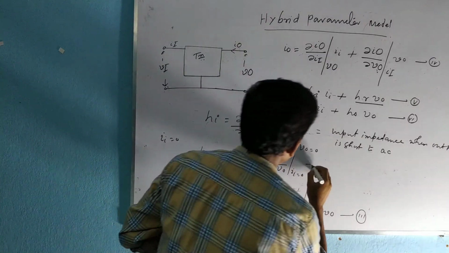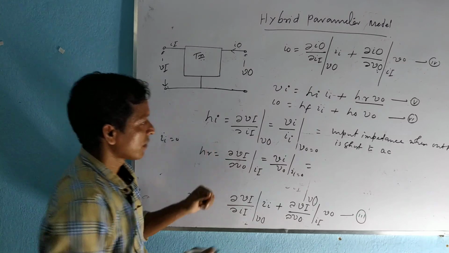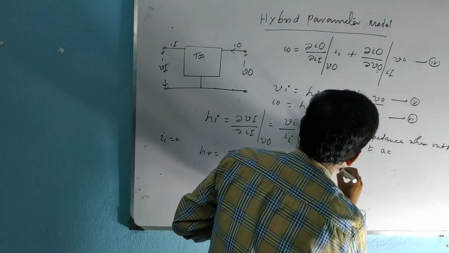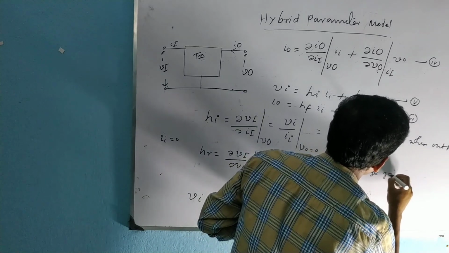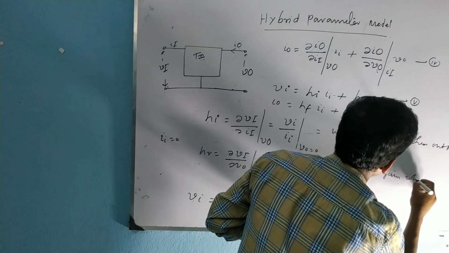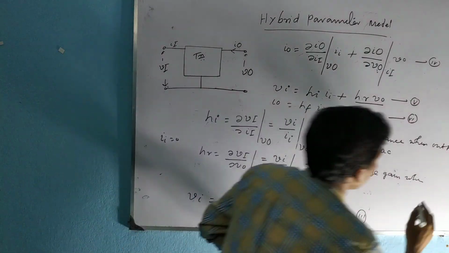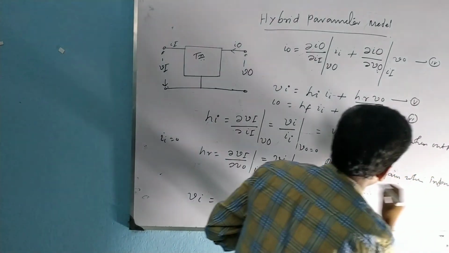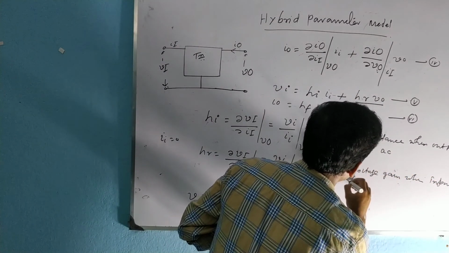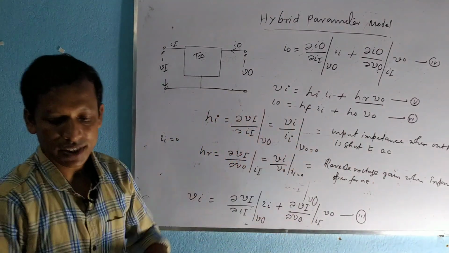So this is the reverse voltage gain. Reverse voltage gain when input current will be 0, when the input is open for AC signal. So this is the reverse voltage gain.